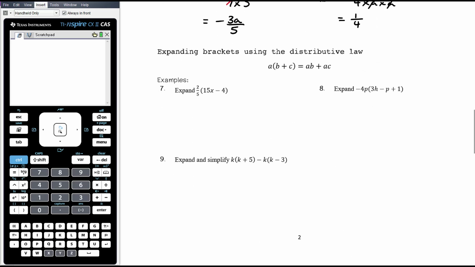Alright, expanding brackets, some simple expansion. We'll look at some more complex expansions in the next video. So the distributive law is when we have one term outside a bracket of 2 or more terms, and the term outside must be distributed across the terms inside the bracket. So we have to do a times b plus a times c to get our expansion.